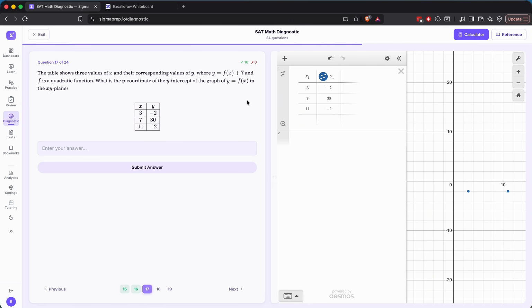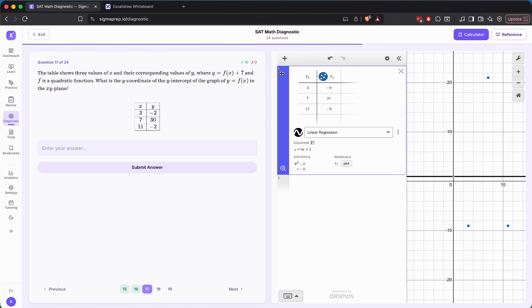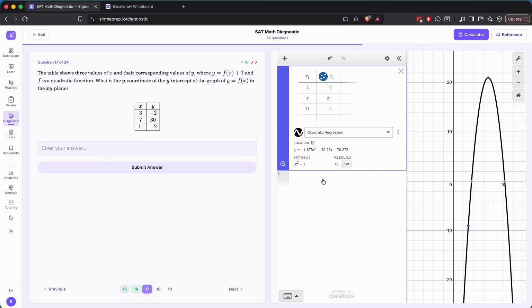So what do we got to do? We got to take these points and shift them down 7 to just have f of x, right? I hope that makes sense. But shifting down 7 is easy. We're just going to subtract 7 from all the y coordinates. So it's going to be -9, 21, and then -9. Then we can do our quadratic regression, right?